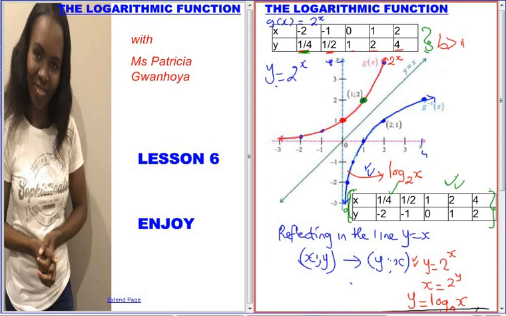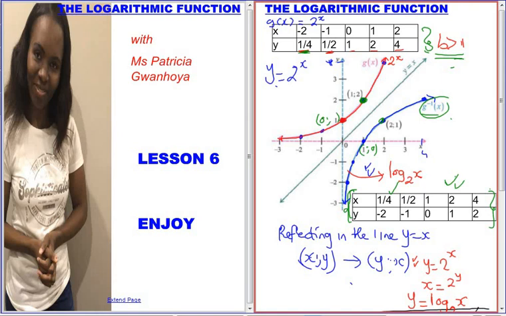If there is a coordinate which is (1, 2) on the exponential, it will be (2, 1) on the logarithm. If we have (0, 1) on the exponent, it will be (1, 0) on the logarithm. It's that simple to notice. And notice, if the base is greater than 1, both the graphs of the function and even the inverse will be increasing functions. Well, that's enough for this one.